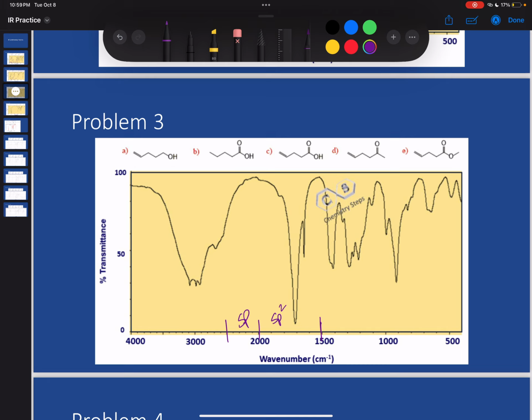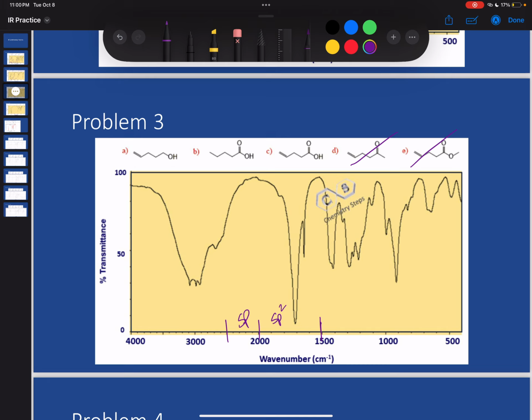Now I'm seeing this right here, so I have suspicions that we have hydrogen bonding for sure. I'm seeing no nitrogen, so I can throw out any amides or amines here. I'm going to get rid of this ketone because that would not give you a nice broad peak. Neither would an ester. So now I have to figure out if it's a carboxylic acid or an alcohol.